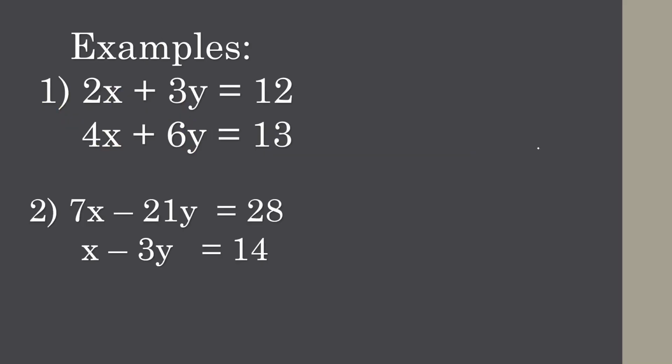So no solution. Check 2 by 4 equal to 3 by 6 but not equal to 12 by 13. 1 by 2, 1 by 2, not equal to 12 by 13. a1 by a2 equal to b1 by b2 but not equal to c1 by c2. Check this system, you'll understand. When this third condition is met, then the lines are parallel lines, inconsistent, and no solution.